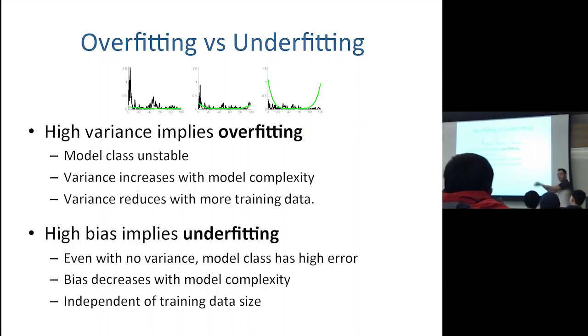So the cubic class has higher variance than linear. And variance reduces with more training data. So the more data you collect, whatever model class you have, the lower the variance. In the limit of infinite training data, the variance goes to 0.